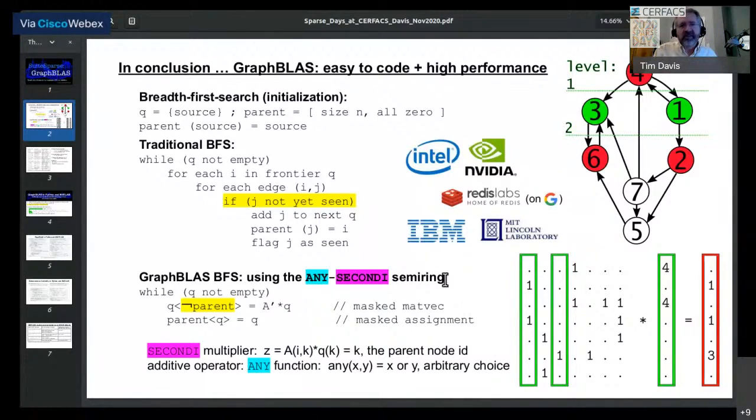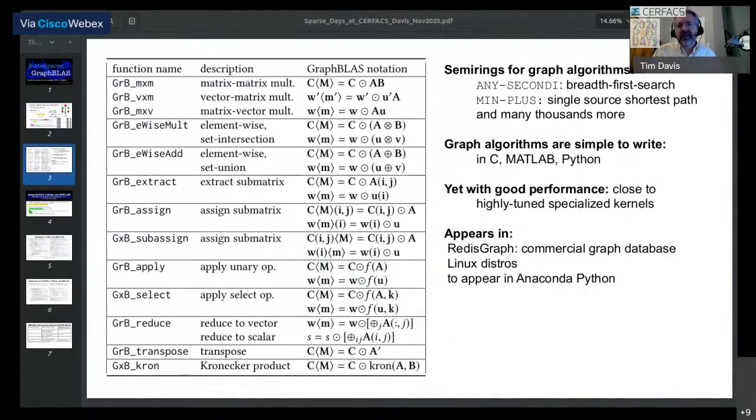Now, the primary GraphBLAS operations include what you might find in MATLAB. Just throw away the semiring and put in something else and then use a mask. These primary operations include matrix multiply, element-wise operation, extract, assign, and so on. They can all be used with a mask, many different data types, integers, floats, user-defined operators, user-defined semirings, user-defined types. Different semirings appear in different graph algorithms. The BFS, as I showed you, uses the any-secondi semiring. A shortest path problem uses min-plus, and many more.